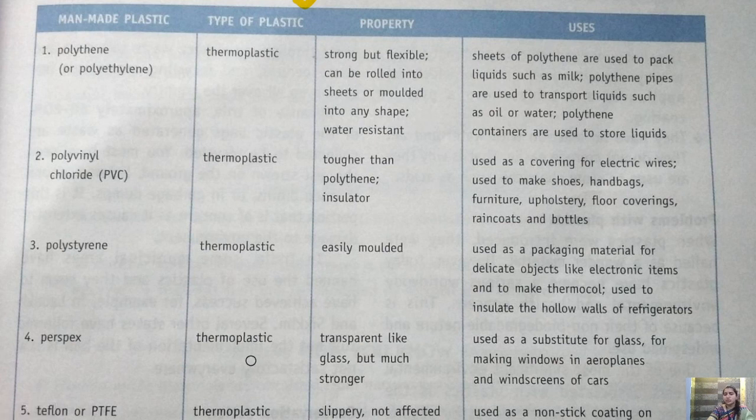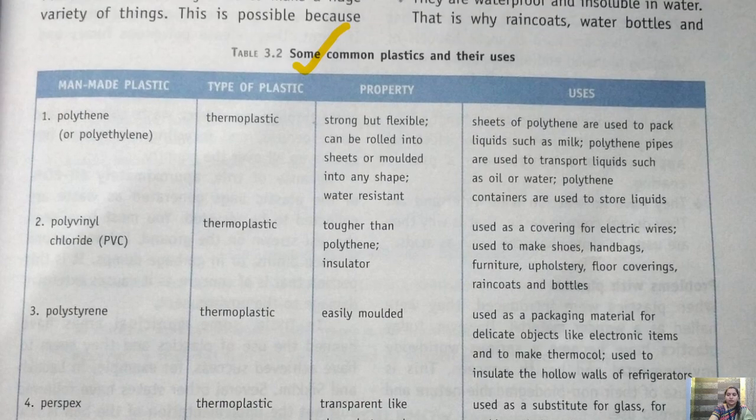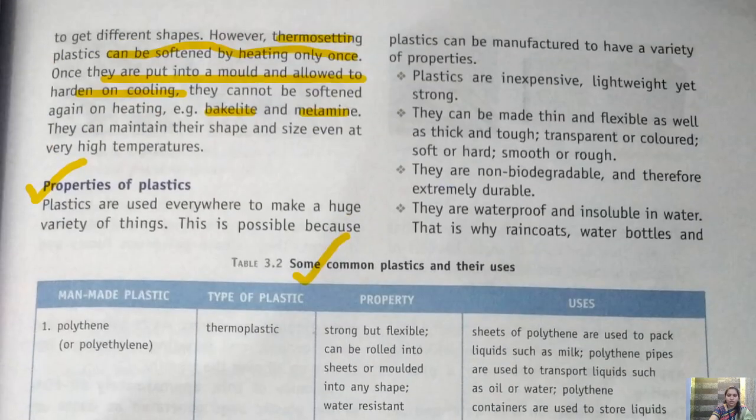Children, first you should remember that most of the plastics are thermoplastic. जितने भी plastic material हम देख रहे हैं वो basically सारे के सारे thermoplastic nature के होते हैं. Thermostatic plastic बहुत कम होते हैं जिनसे हम सिर्फ handles और ये utensils बनाते हैं. ठीक है? तो first we will go through the properties of plastics and then we'll see this table. Okay? So properties of plastics, let's see quickly.